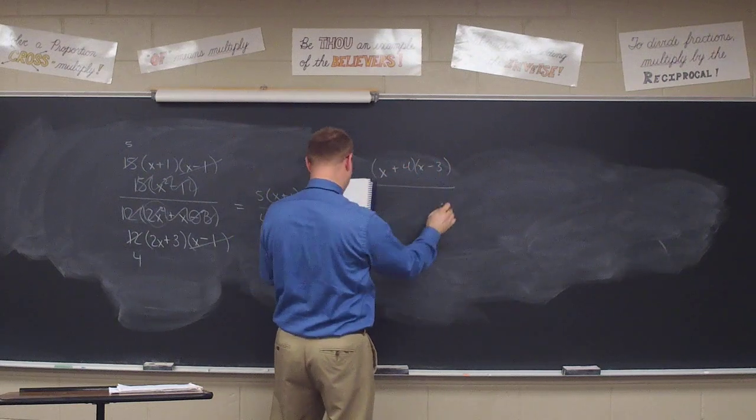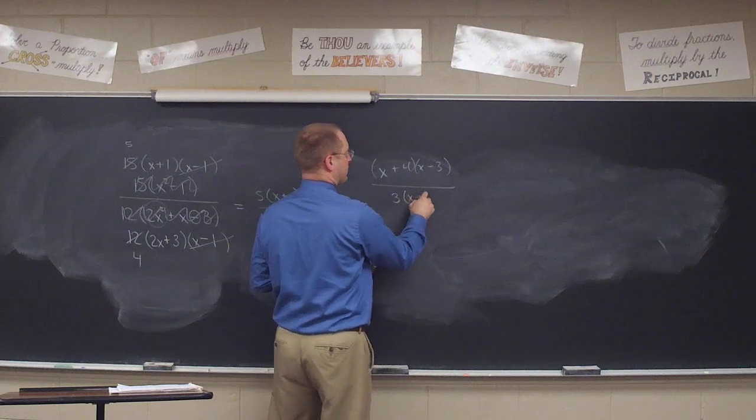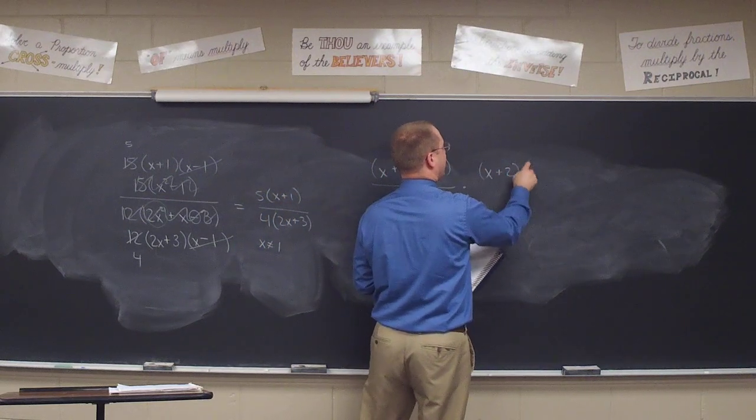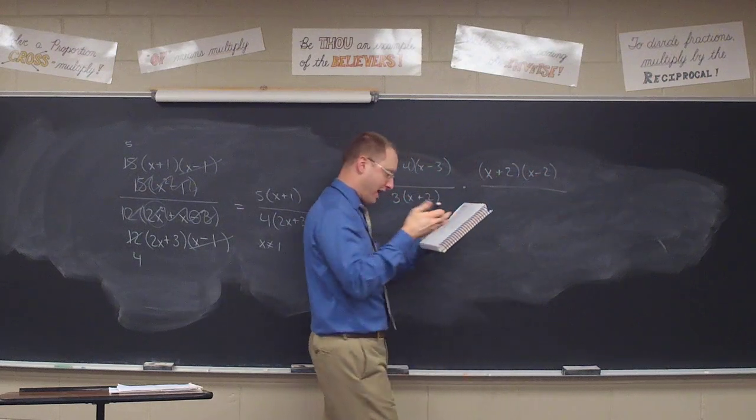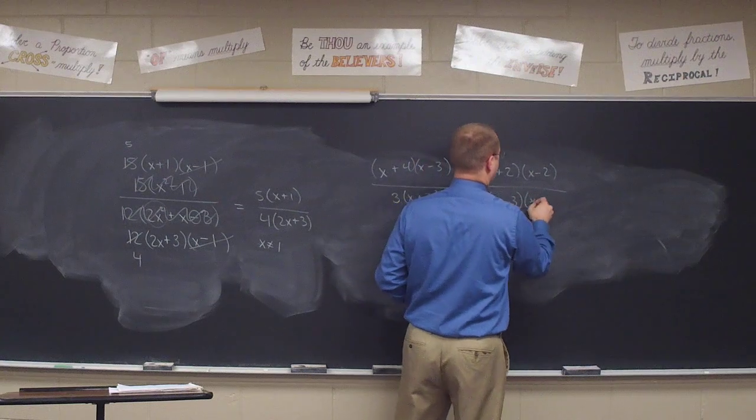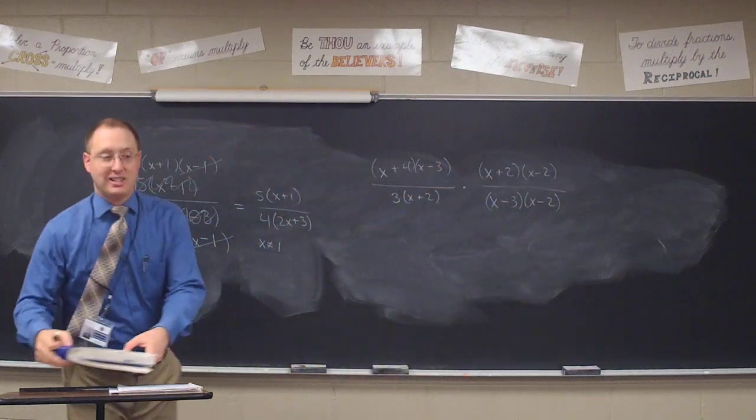The denominator, just pull out a 3 to get x plus 2. The next numerator, sum and difference, x plus 2, x minus 2. And then that last denominator, another backwards FOIL, x and x, negative 2 and 3. Right? So that's the key to multiplication.